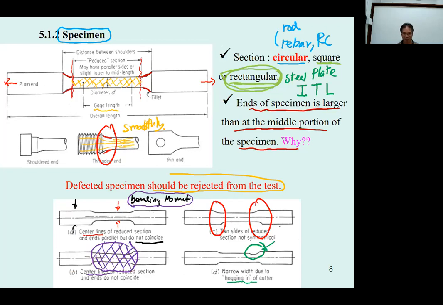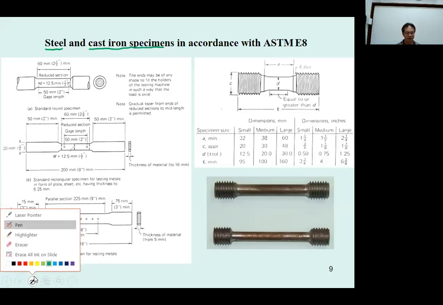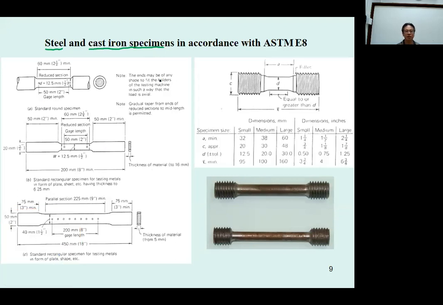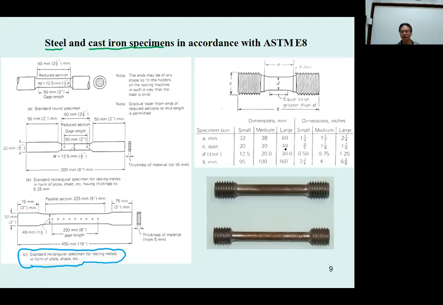There are four defects in the specimen that you must note when you get the specimen from the manufacturer. The steel and the cast iron specimens are different. Most of the steel will follow this standard, but the cast iron will follow this table here. So just select the one that is related to the material, the steel or the cast iron.